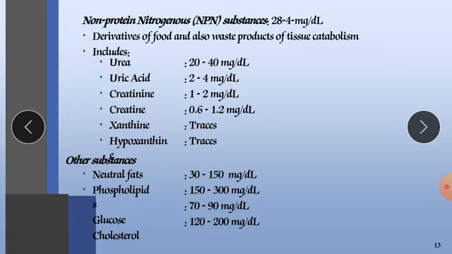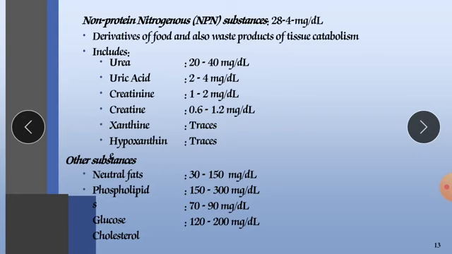The derivatives of food and waste products of tissue catabolism include urea, 20 to 40 mg per dl. Uric acid, 2 to 4 mg per dl. Creatinine, 1 to 2 mg per dl. Creatine, 0.6 to 1.2 mg per dl. Xanthine, which is a stress element. Hypoxanthine, again a stress element. These are the various values which should be under control. If any value increases or decreases, it will produce a problem in our body.